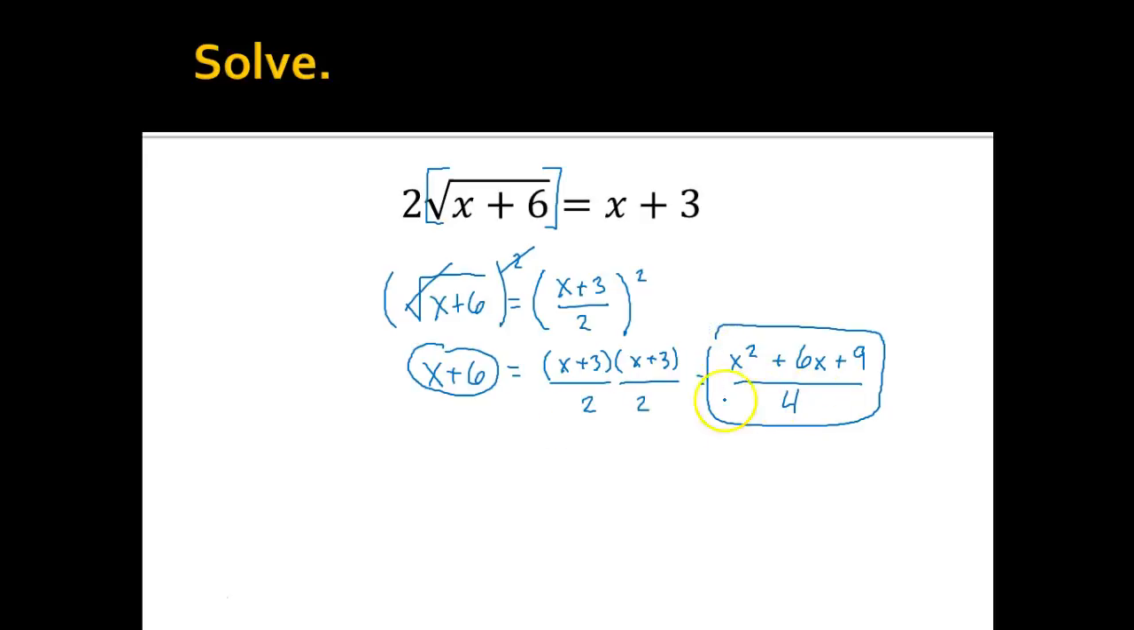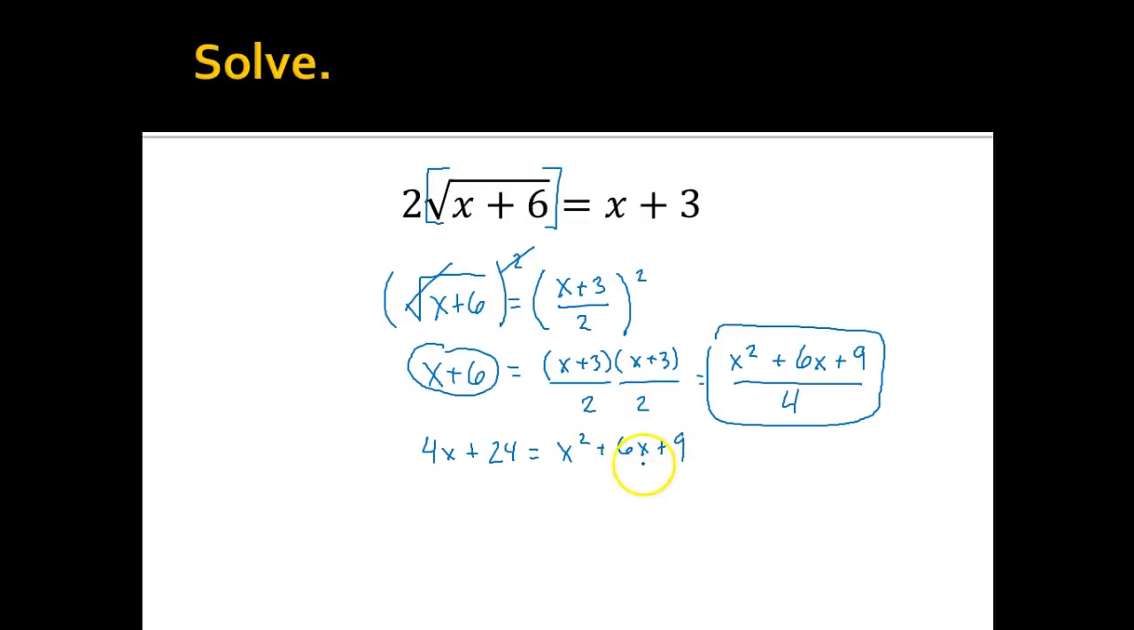I'm going to multiply both sides by 4 to get rid of that divide by 4 part. So if I multiply the x plus 6 times 4, I get 4x plus 24 equals, and then if I multiply the fraction on the right hand side by 4, it just cancels out the denominator 4, and I'm left with x squared plus 6x plus 9.